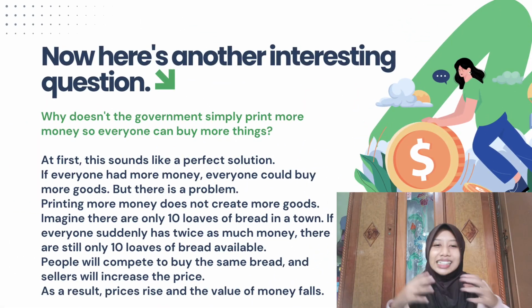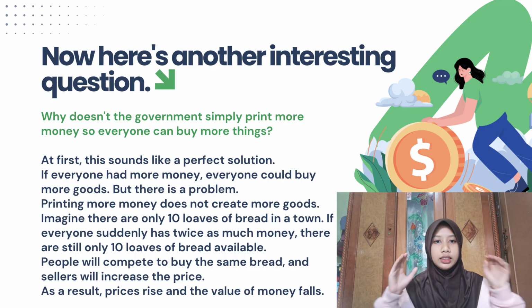Now, here's another interesting question. Why doesn't the government simply print more money so everyone can buy more things? At first, this sounds like a perfect solution. If everyone had more money, everyone could buy more goods. But there is a problem. Printing more money does not create more goods.